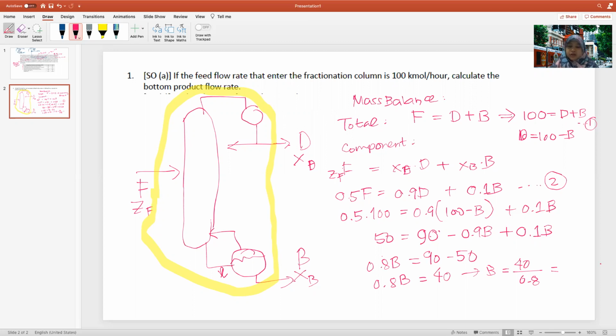Do you get a similar number with me? Let's try and let me know if you have a similar answer with me. Yes, ma'am. Okay, 50, yeah. Okay, so B is 50 and D is 50. So the bottom product flow rate is 50 kilomole per hour. Okay.